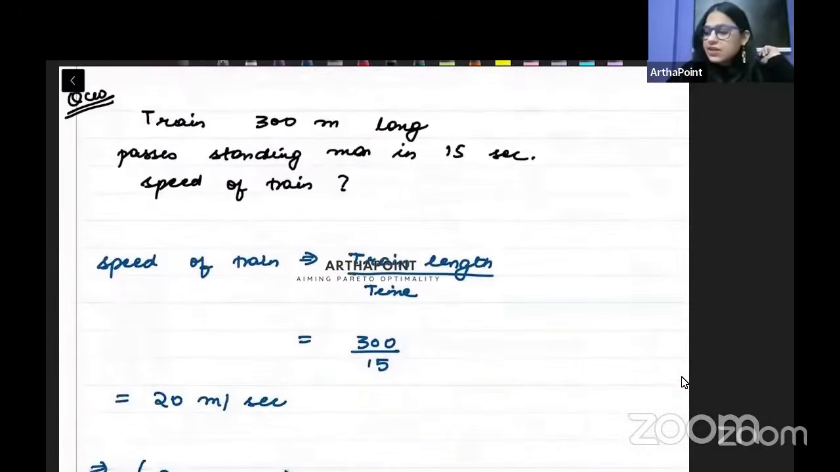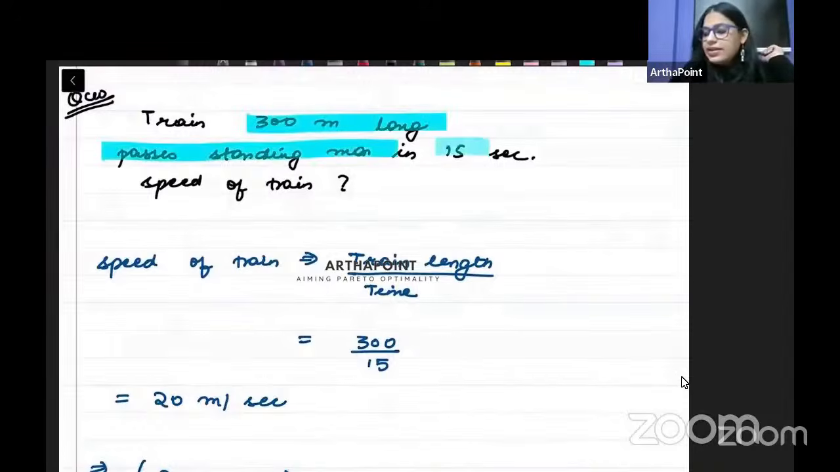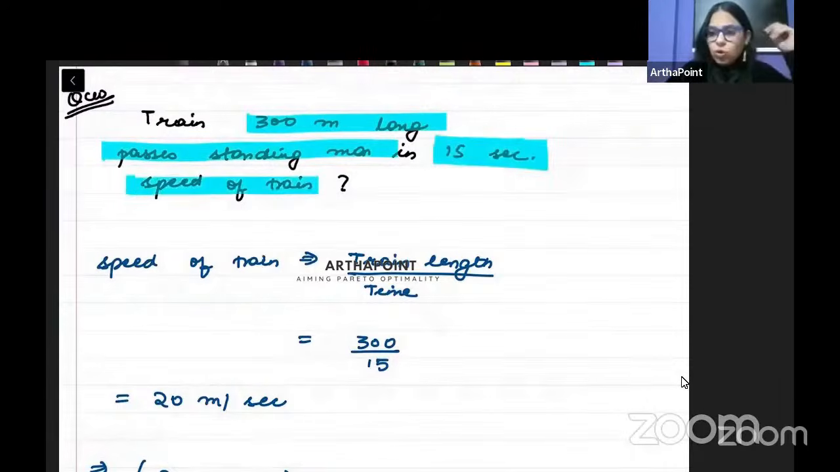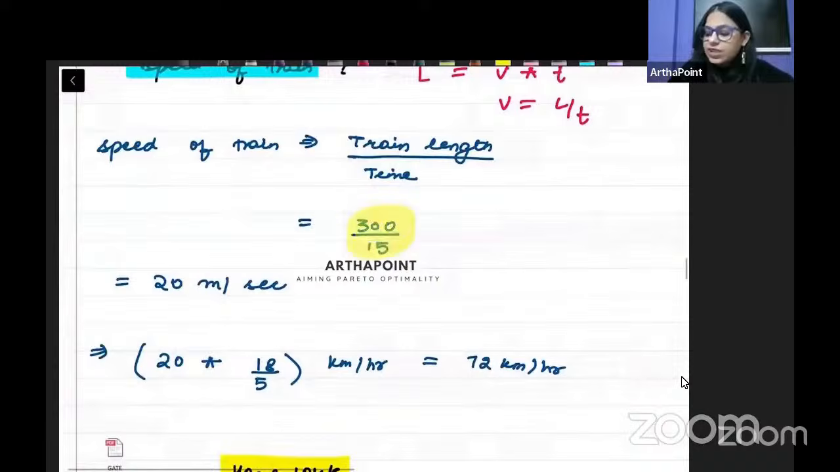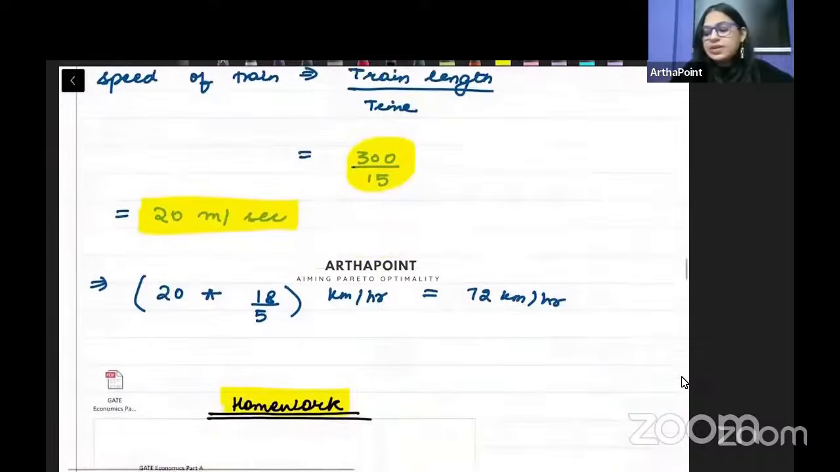It says there is a train which is 300-meter long and it is passing a standing man in 15 seconds. Find the speed of the train. Again, we know that the length is equal to velocity into time. The length of the train is velocity into time. So the speed of the train will be length divided by time. Length is given as 300 meters and time is 15 seconds. So 300 divided by 15 gives me 20 meter per second. So the answer to this question will be 20 meter per second.